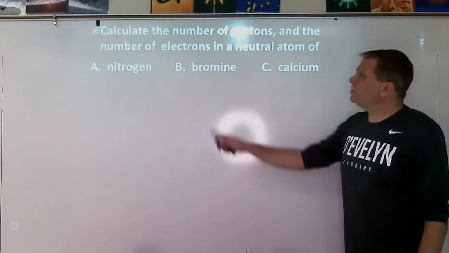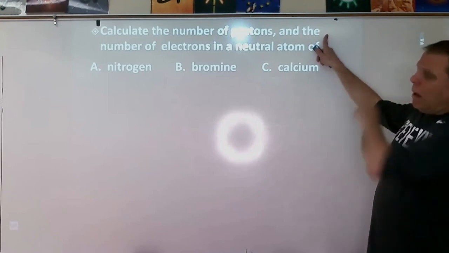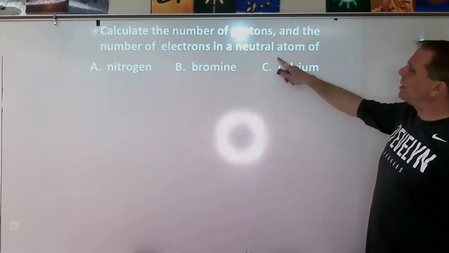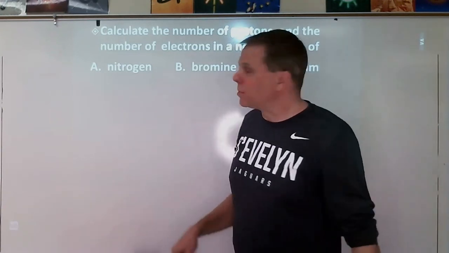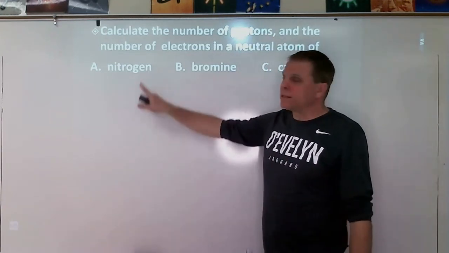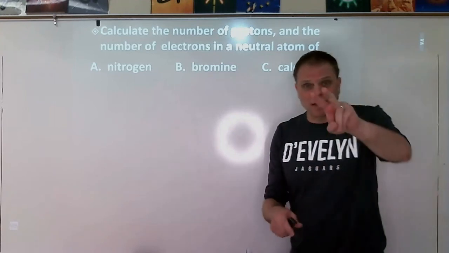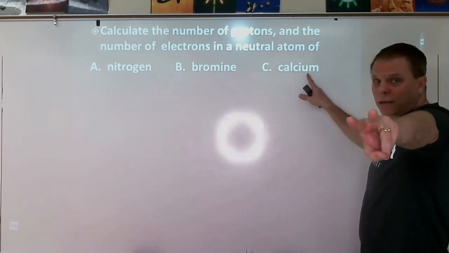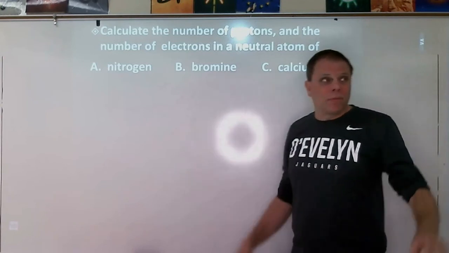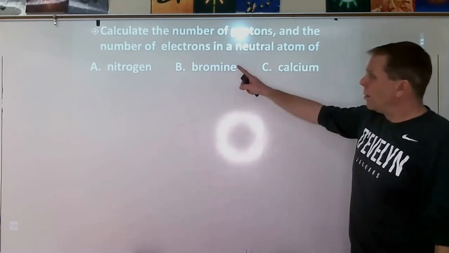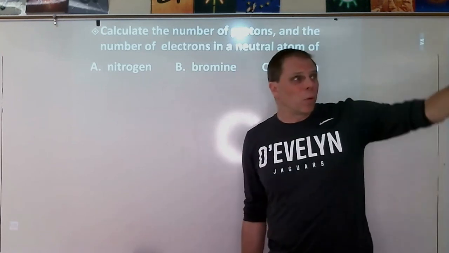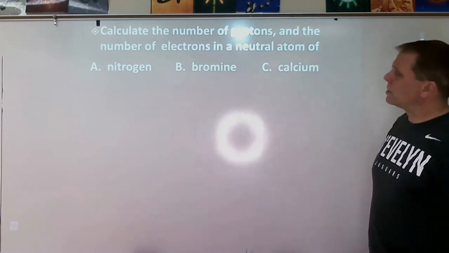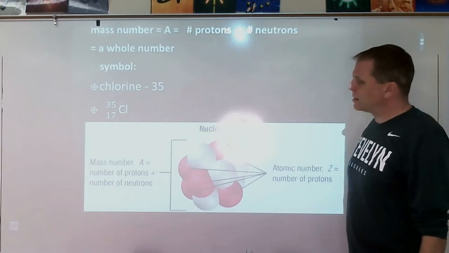All right, so how do I calculate protons and electrons in a neutral atom? Well, nitrogen, find it on the periodic table. It's number 7. Therefore, it has 7 protons, 7 electrons, right? You're going to pause it and practice the next 2. Pause it and practice. Go. All right, and you're back. Bromine, number 35 in the periodic table, 35 protons, 35 electrons. Calcium, number 20 on the periodic table, 20 protons, 20 electrons.